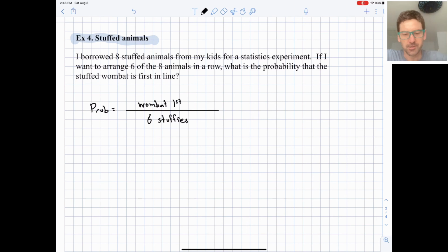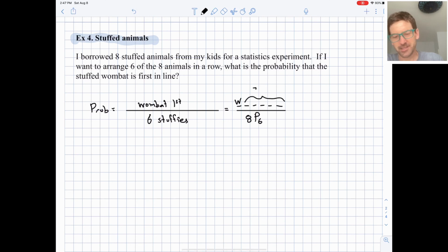Okay, so let's figure that out. For the bottom, I think the denominator is a little bit easier. It's just going to be 8 pick 6. So we have 8 stuffed animals to pick from, and we're picking 6 of them. For this top one, let's imagine having our 6 slots laid out. This guy has to be the wombat. He really has a stuffed wombat, by the way. This is going to be 7 pick 5, because now we only have 7 stuffed animals left, and we only need to pick 5 of them.